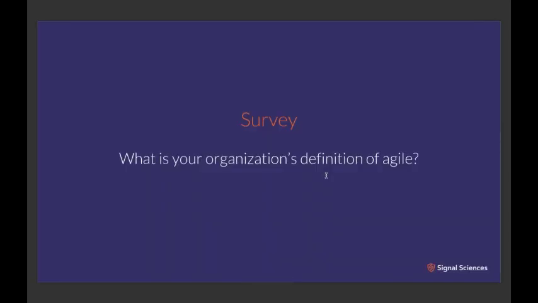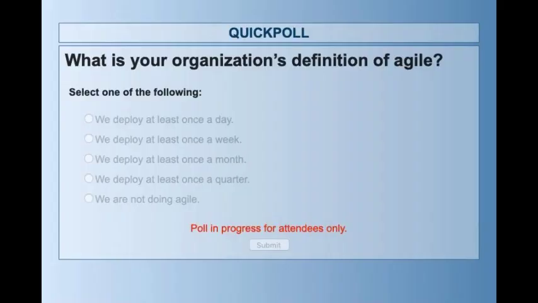So that brings us to this next question. This next survey question is, what is your organization's definition of Agile? And I mean, in terms of frequency of deployments. Do you deploy at least once a day? Do you deploy once a week, once a month, once a quarter, or are you not even doing Agile yet?